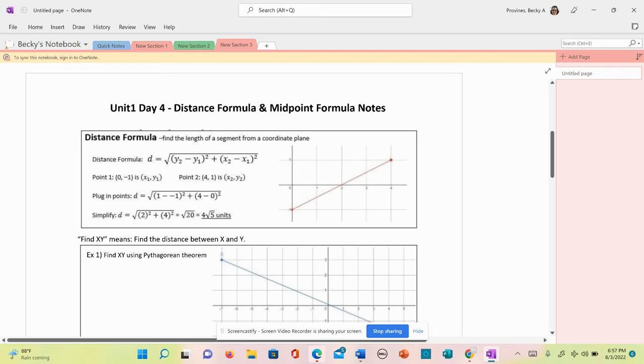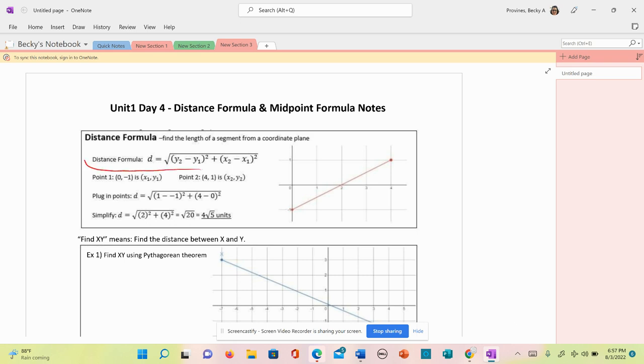Hi, welcome back. Today we're going to go over lesson 1, day 4, over distance and midpoint formulas. So, first thing, get your reference sheet out and we need to write down this new formula. So, this formula right here.